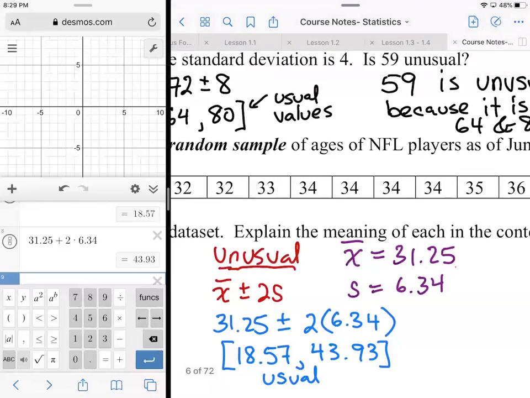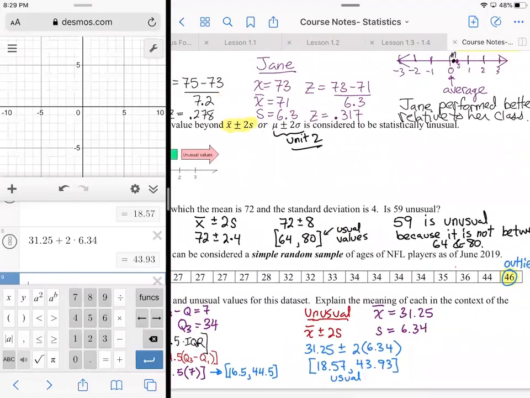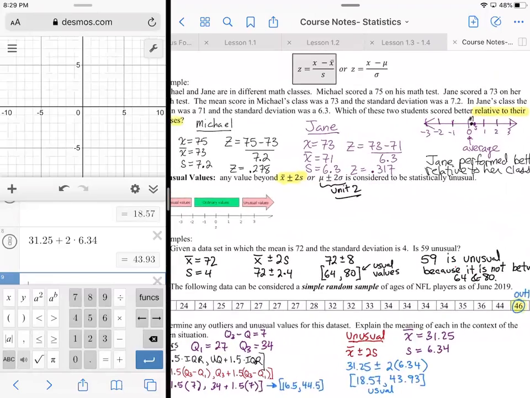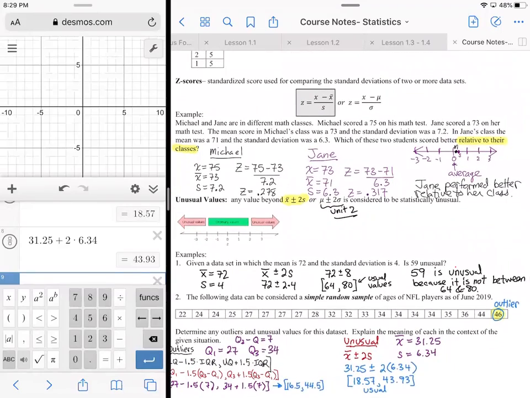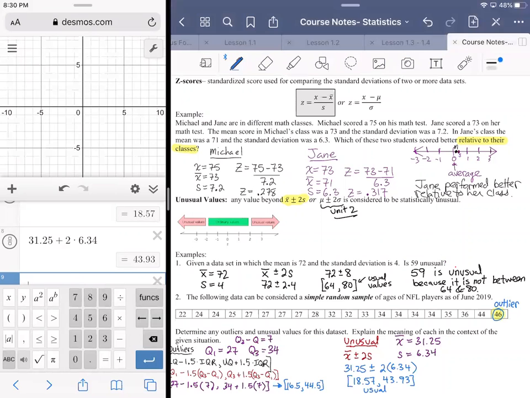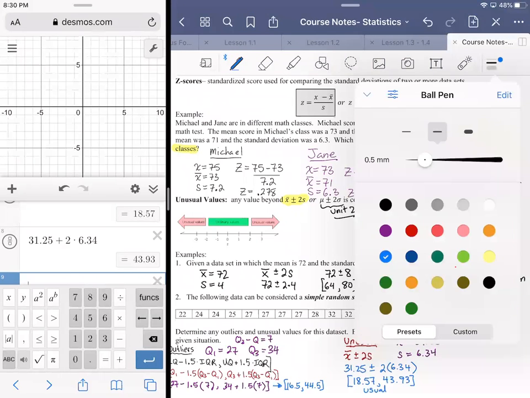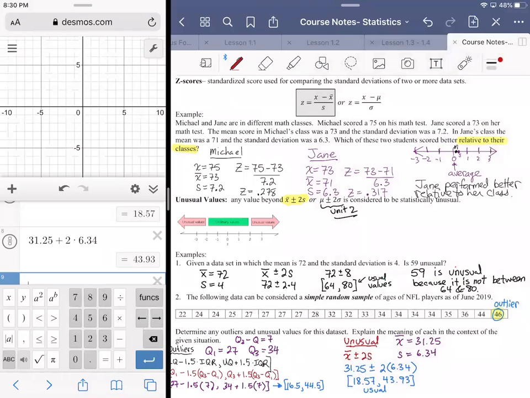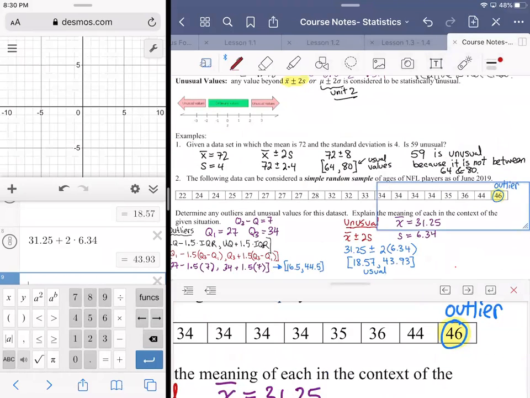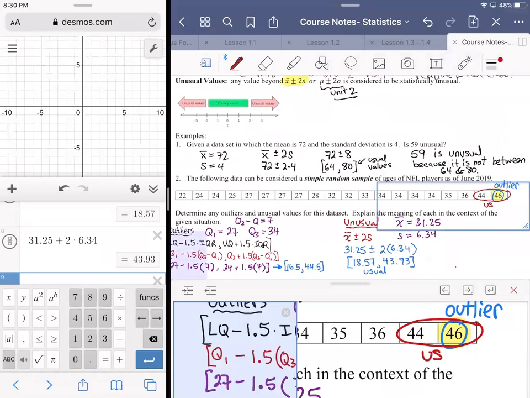So now I just reflect back on the data set and I see what value or values really just don't make the cut, right? It's still on the high side because there's no value in this data set that's near 18, but I do see now that 44 would be considered on the unusually high side, right? So I'm going to circle this. These are my unusual values, which starts with an un.